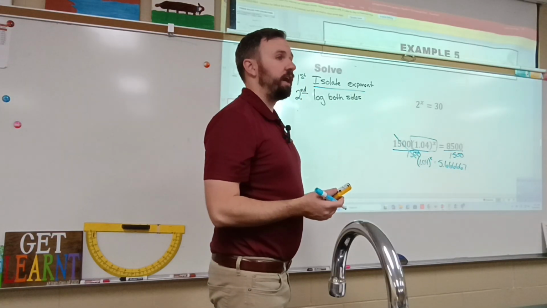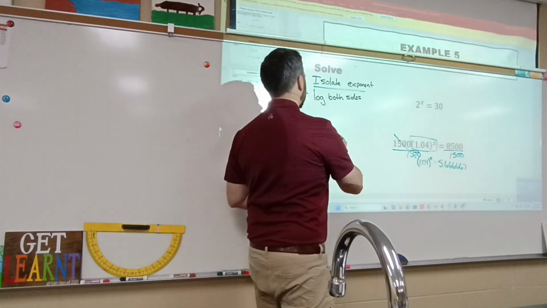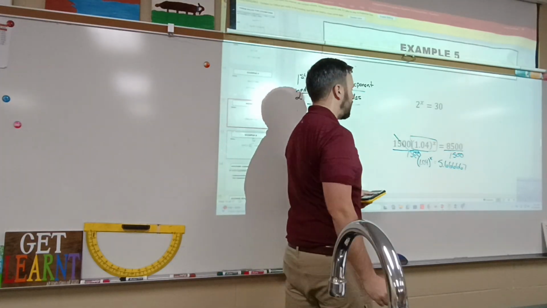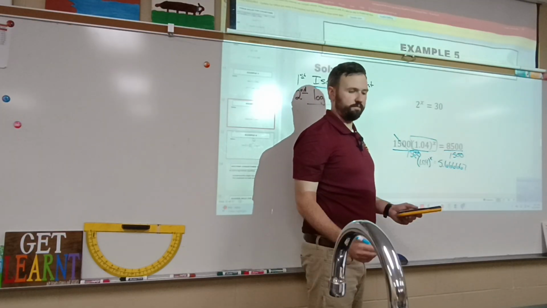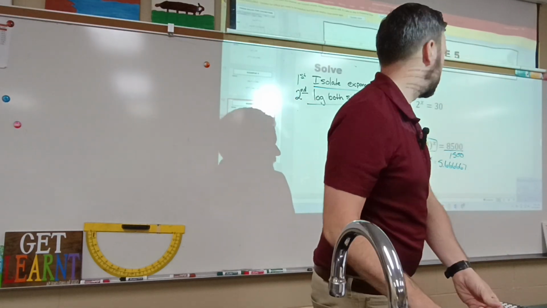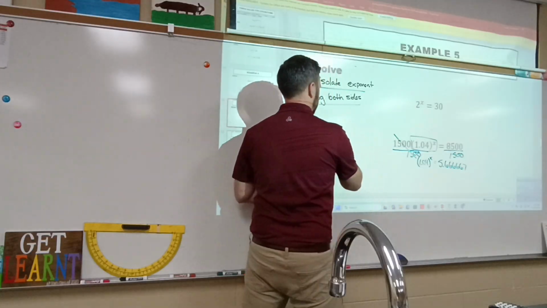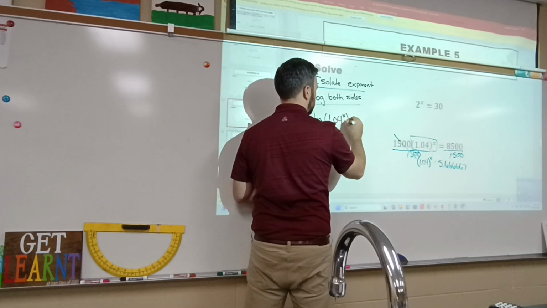What do I do to get rid of the x? I could use log base 1.04, or I could just log both sides. Okay, I'm going to log both sides because that's the way I learned it growing up, and I'm a creature of habit. So I take the natural log of 1.04 to the x.